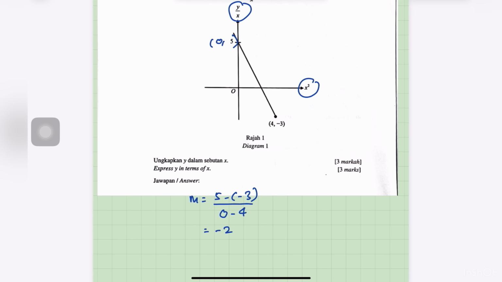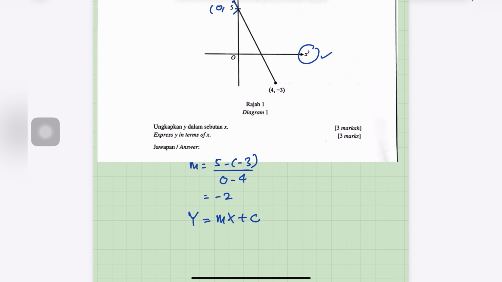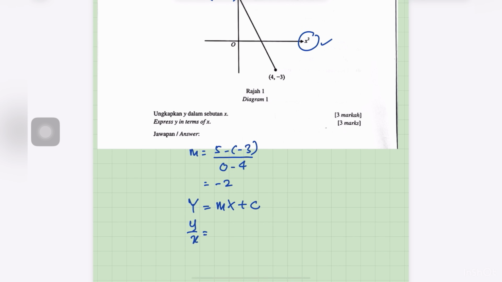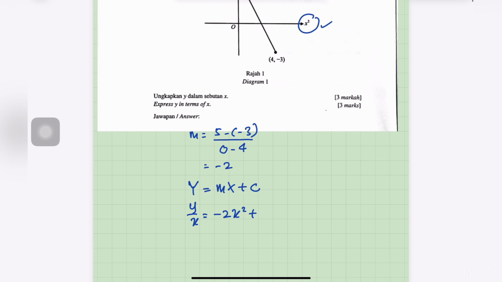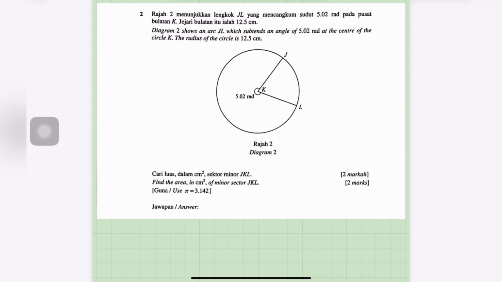Okay, then we substitute into big Y equals m big X plus c. Big Y is y over x and big X is x squared. So we substitute y over x equals m, which is negative 2, times x squared, plus c. Here c, the intercept, is 5, so plus 5. Then to express y in terms of x, y as the subject, we multiply everything by x, so y equals negative 2x cubed plus 5x.